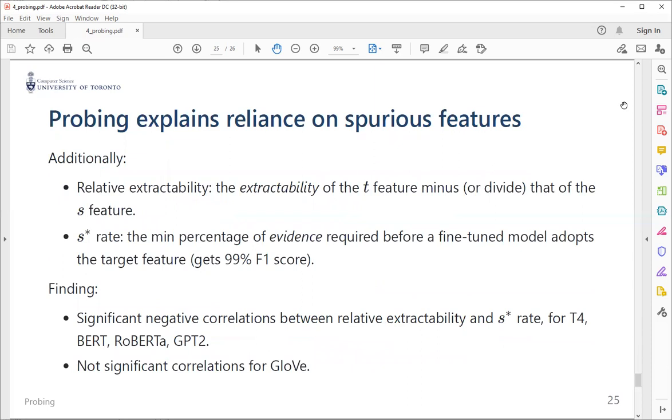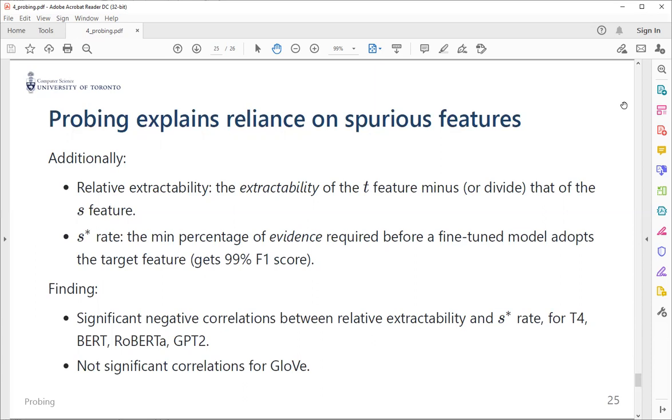To describe these correlations, they compute the relative extractability and the S star rate. They found significant negative correlations between the relative extractability and the S star rate. Basically it means that if the feature is easier to extract, then we do not need too much evidence to figure this feature out. But on the other hand, if this feature is hard to extract, then we need a lot of evidence. Like the model needs a lot of evidence that the label is true when the S feature equals 0, to realize that this S feature is a spurious feature.